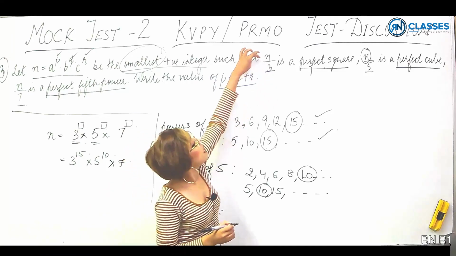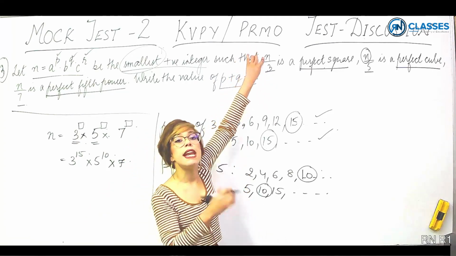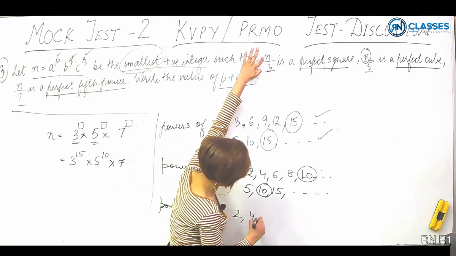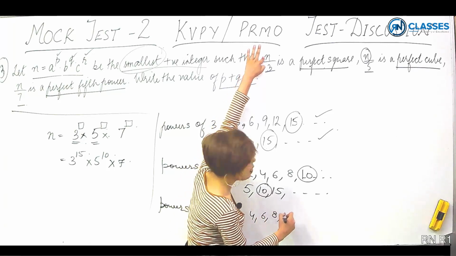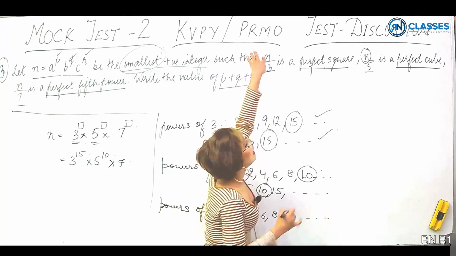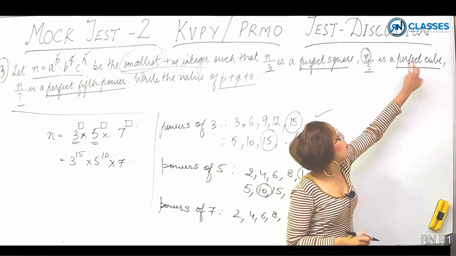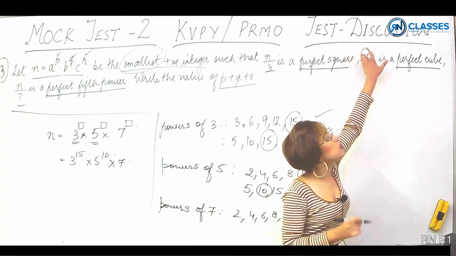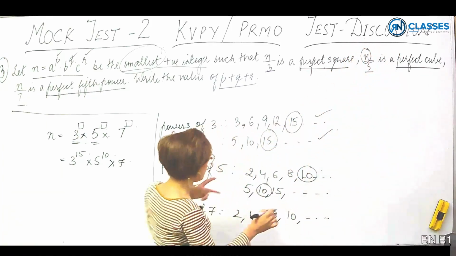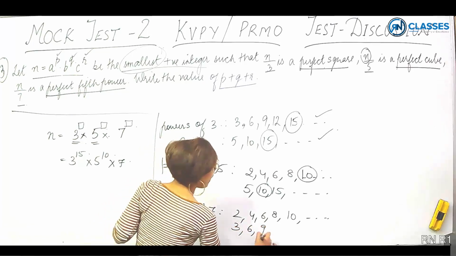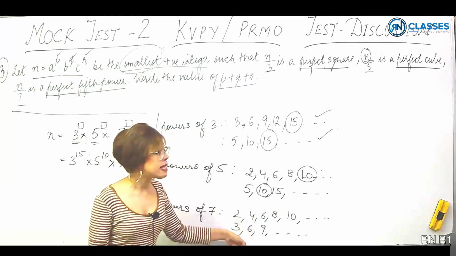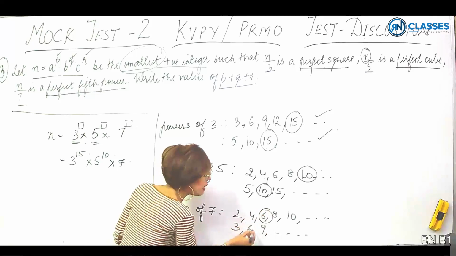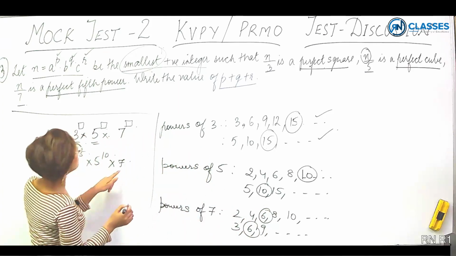Now, n by 3 is a perfect square. That means power of 7 has to be even. So, 2, 4, 6, 8, not 9, 10 and so on. Then, n by 5 has to be a perfect cube. That means power of 7 has to be a multiple of 3. So, that means it can be 3, 6, 9 and so on. Both have to be satisfied and the lowest one that I can see, that is 6. So, power of 7 can be 6.